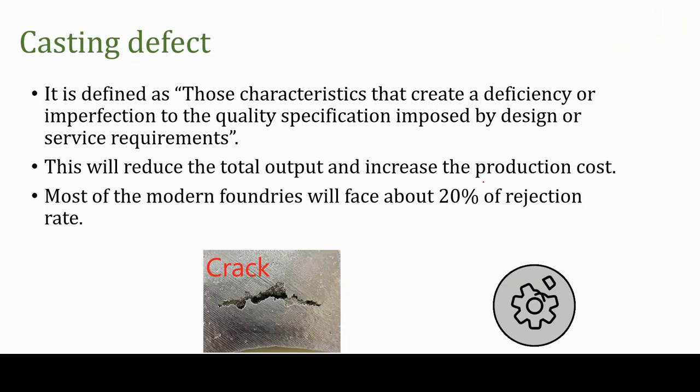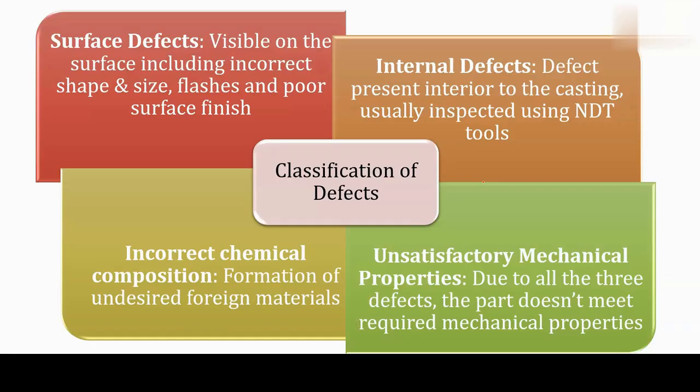This defect will always reduce the total output and also increase the production cost. Nowadays, even modern foundries face a 20% rejection rate, which in turn increases the production cost. These defects can be classified into four types. Namely, surface defects. Surface defects are the defects which are visible on the surface, including incorrect shape, size, flashes or surface finish.